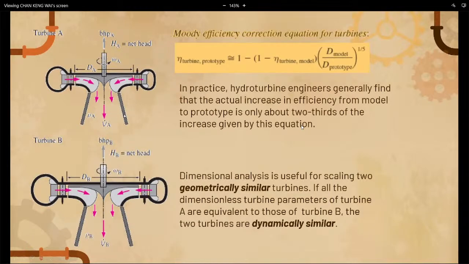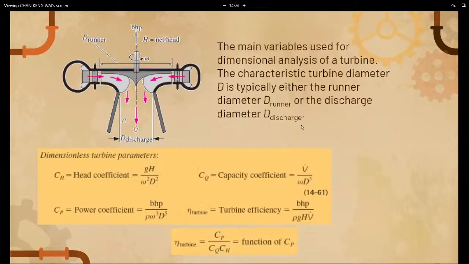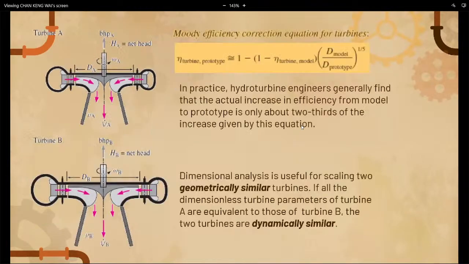Okay, so next. In order to scale up or scale down, you will use the equations in the previous slide, which is this one. And after you have done the calculations, you will have another equation, which is for the corrections. So this is for the efficiency corrections.